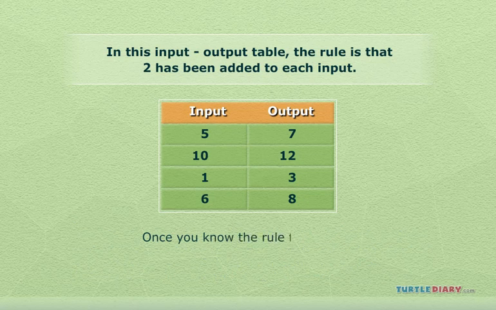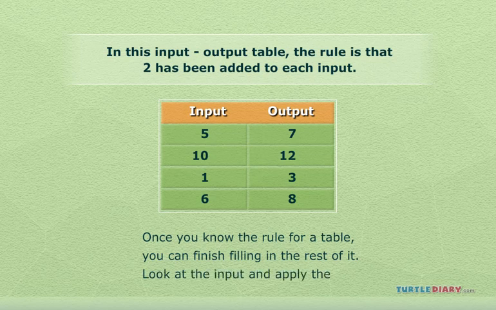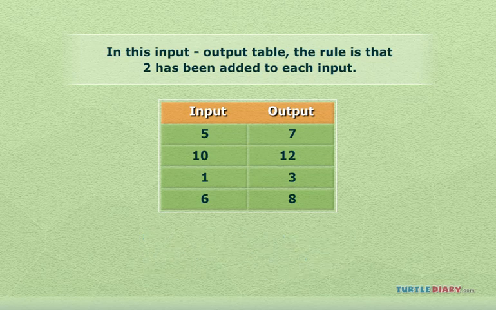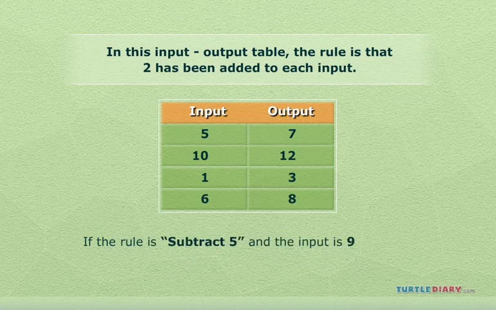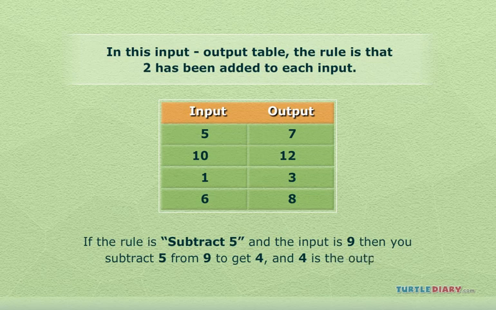Once you know the rule for a table, you can finish filling in the rest of it. Look at the input and apply the rule. For example, if the rule is subtract 5 and the input is 9, then you subtract 5 from 9 to get 4, and 4 is the output.